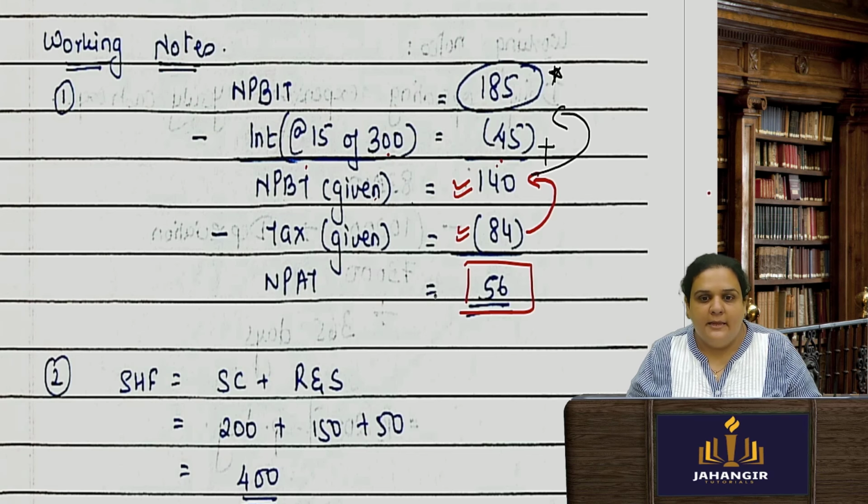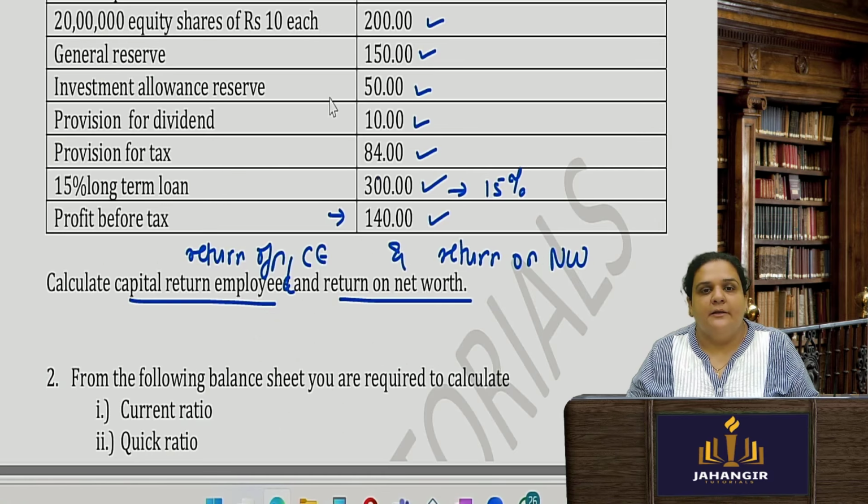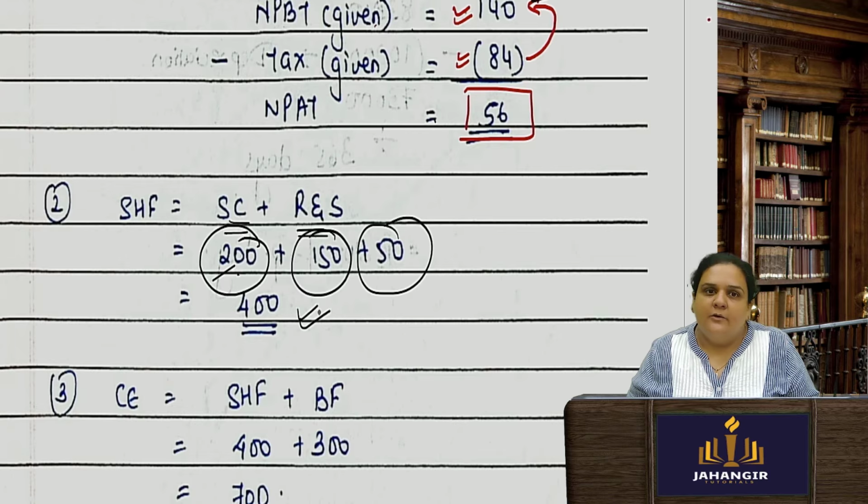I have NPAT. I need to know my capital employed and shareholders funds. What is shareholders funds? I have told you, share capital plus reserves and surplus. So let us see what is there in share capital. We have 200 lakhs. We have 150. We have investment allowance reserve also. So 200 is your share capital, 150 is your general reserve, plus investment allowance reserve. 400 is my shareholders funds.